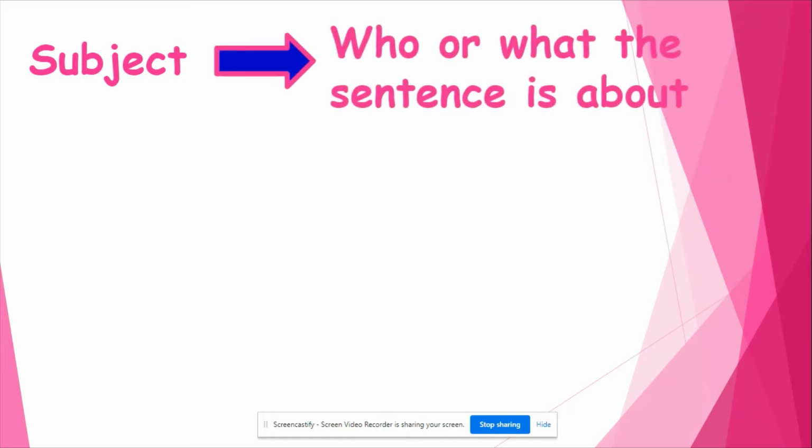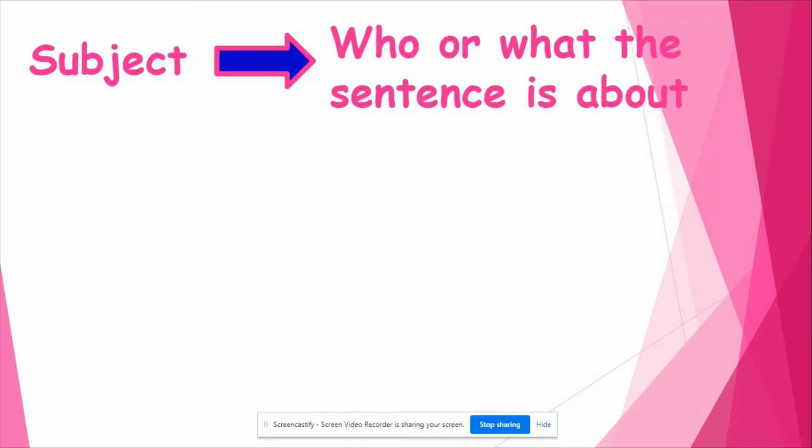Okay, so we are also going to need a subject. Every single sentence, and questions are a type of sentence, needs a subject. And remember that the subject is who or what the sentence is about. Who are we talking about? What are we talking about? That is the subject of the sentence.